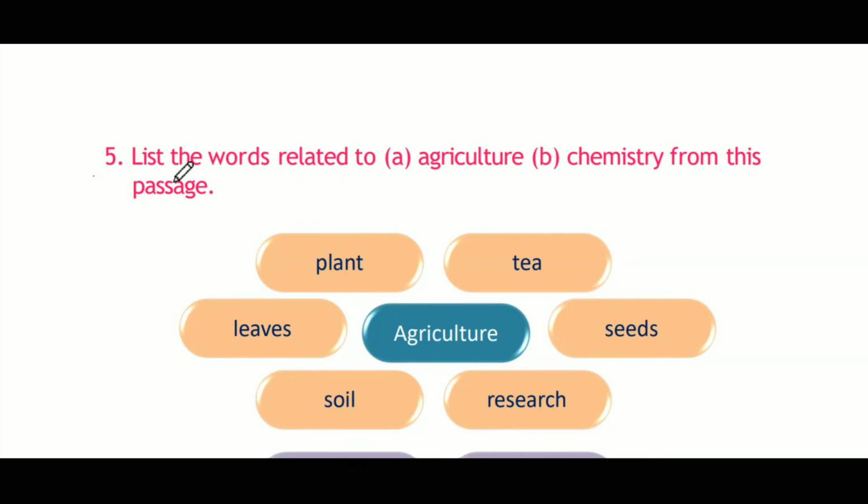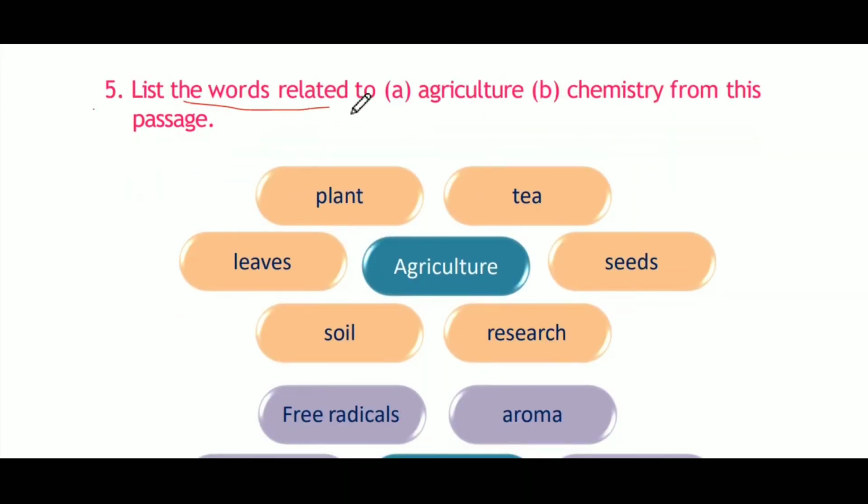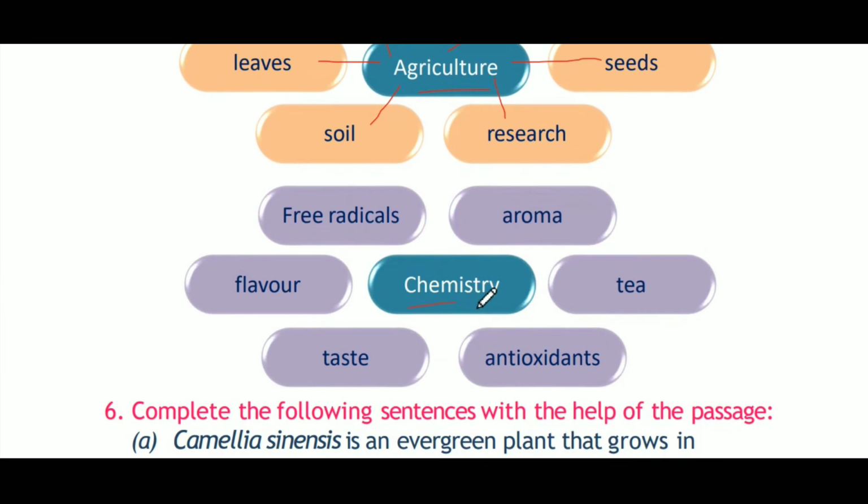Question number 5. List the words related to agriculture and chemistry from this passage. First word is agriculture, and related words are tea, seeds, research, soil, leaves, and last one is plant. Now related words of chemistry. First aroma, next tea, next antioxidant, next taste, next flavor, next free radicals. These are the related words.